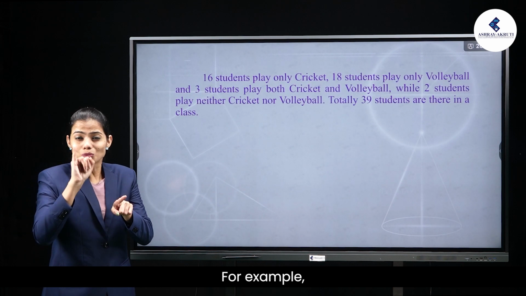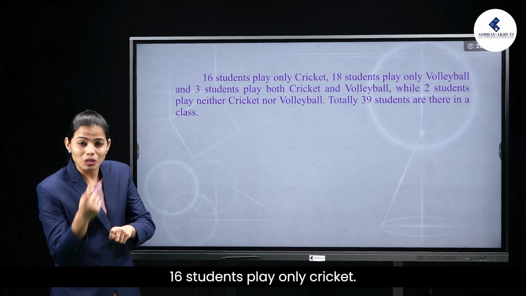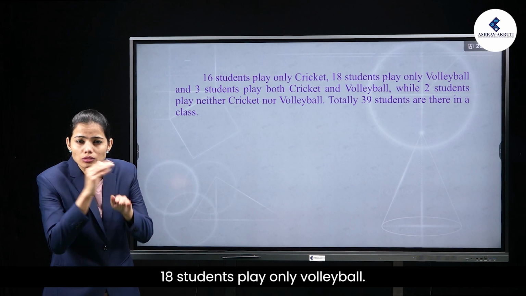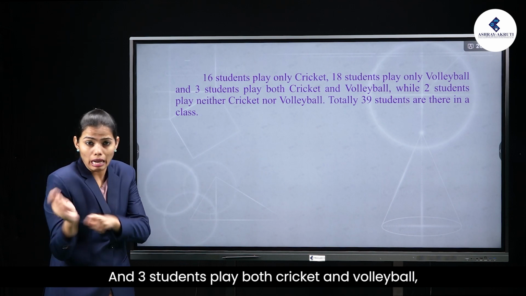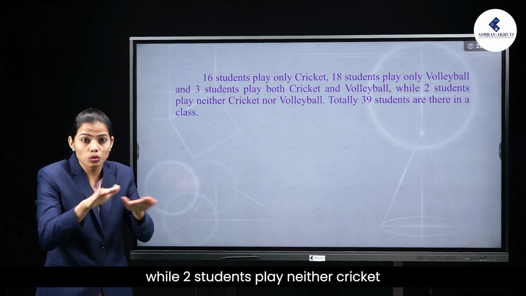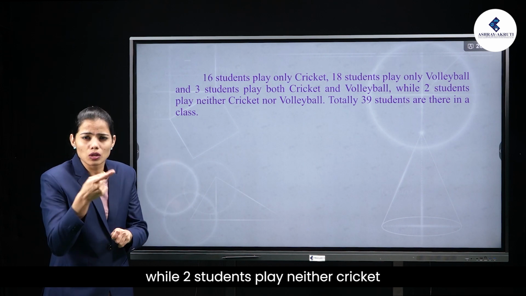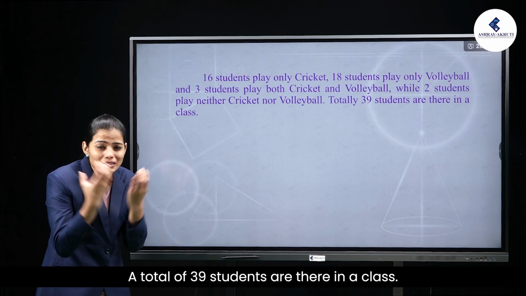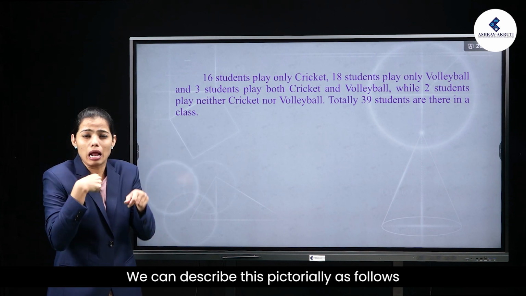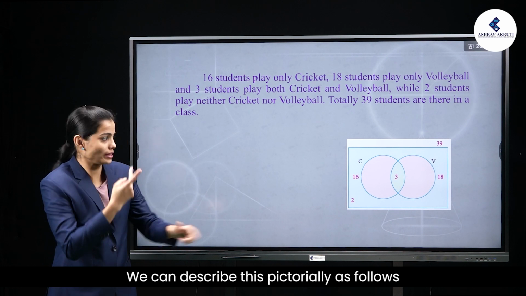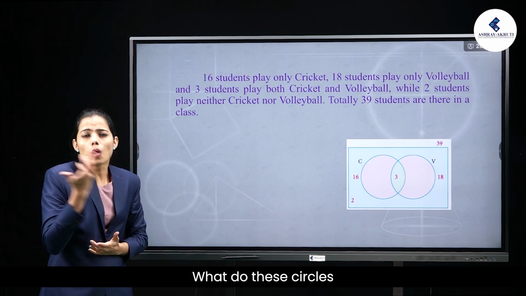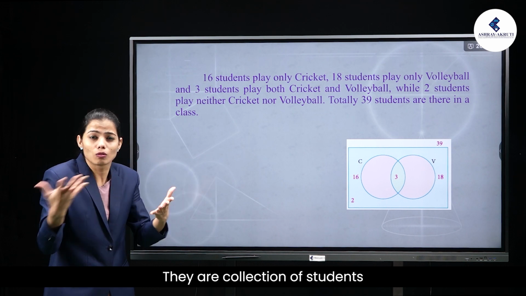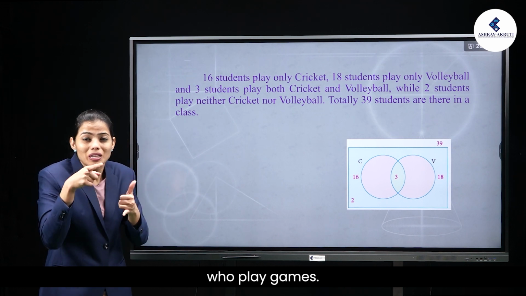For example, 16 students play only cricket, 18 students play only volleyball, and 3 students play both cricket and volleyball, while 2 students play neither cricket nor volleyball. A total of 39 students are there in a class. We can describe this pictorially as follows. What do these circles in the picture represent? They are collections of students who play games.